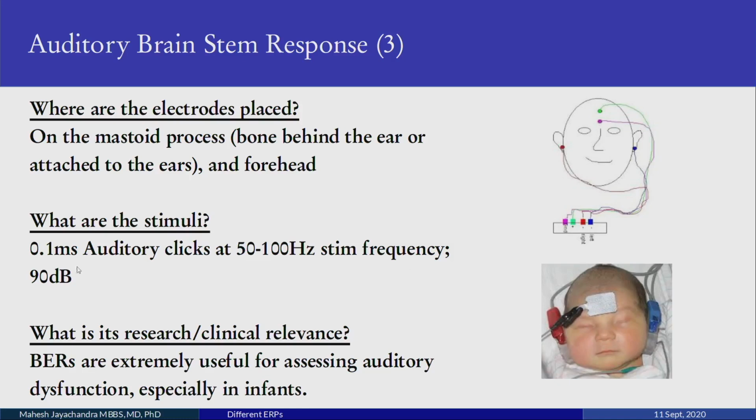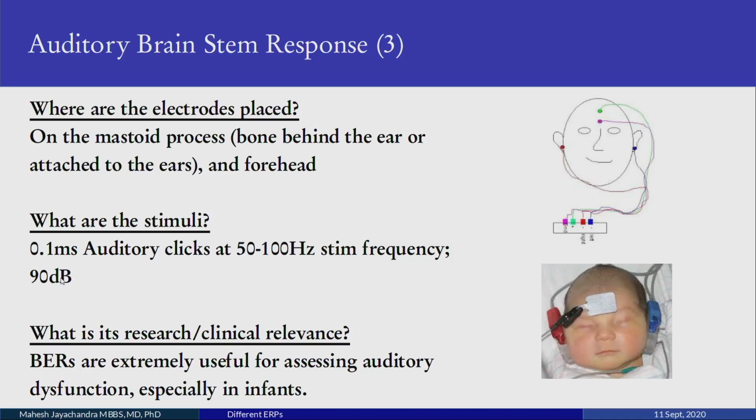And the amplitude is pretty high, 90 dB. In normal hearing, this can cause damage to the ears, but since the stimuli are so short, 0.1 milliseconds, it doesn't cause any damage.